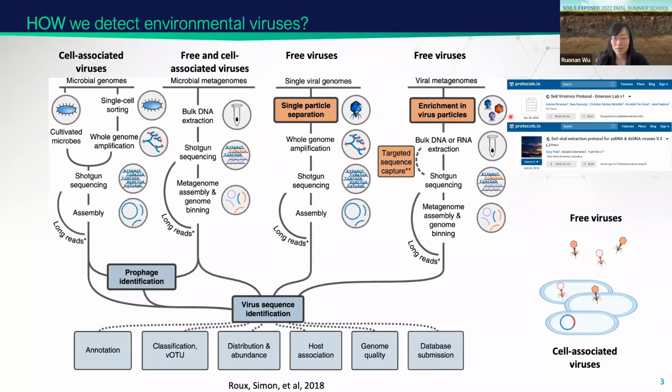If you're interested in this viral isolation or enrichment from soil, I would highly recommend referring to the protocols published by Joy Emerson's team and Gary Trubl. Here are the titles of those protocols for your information. If you want to look at cell-associated viruses rather than the whole community, you can either isolate the cells and sequence them, or assemble the microbial genomes from the metagenomes and then recover the associated virus sequences if there are any. But if you want to study the whole viral community, including both free and cell-associated viruses, then screening viral signals from metagenomes could be an option.